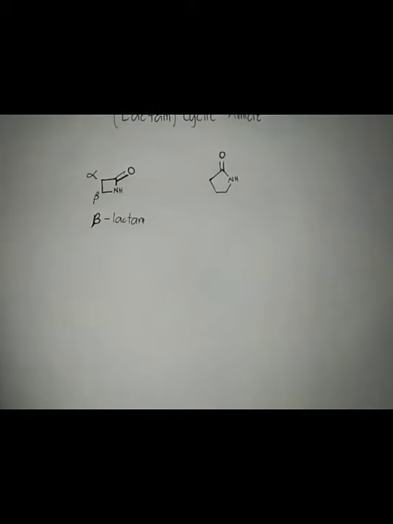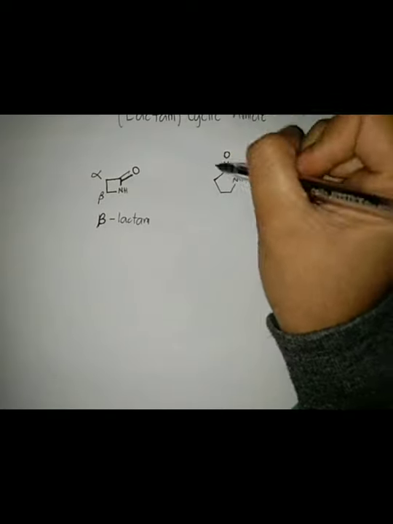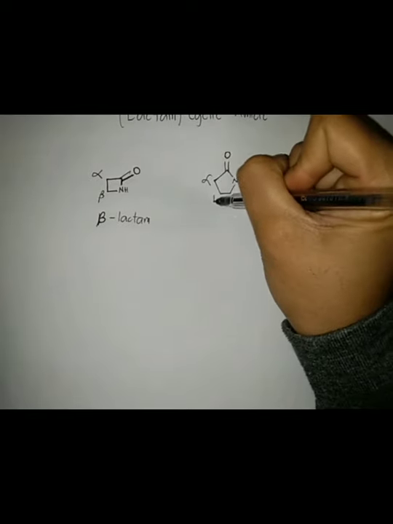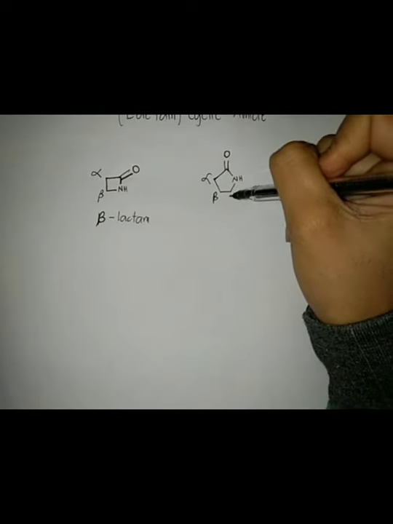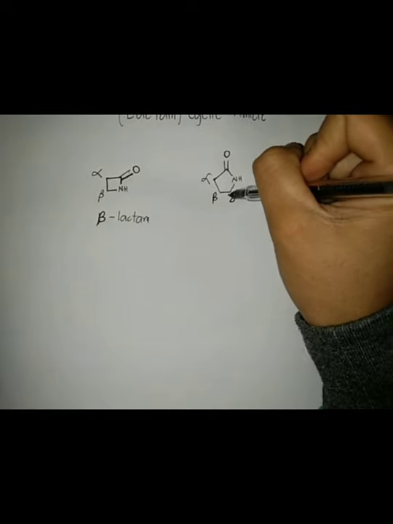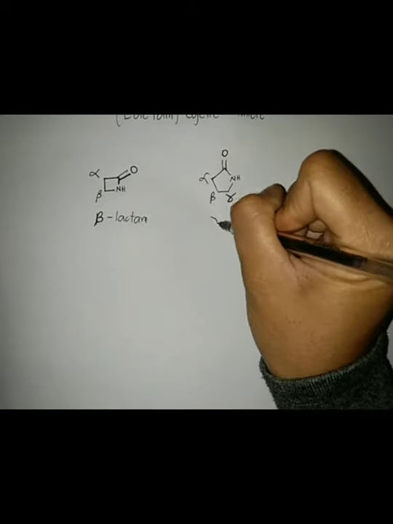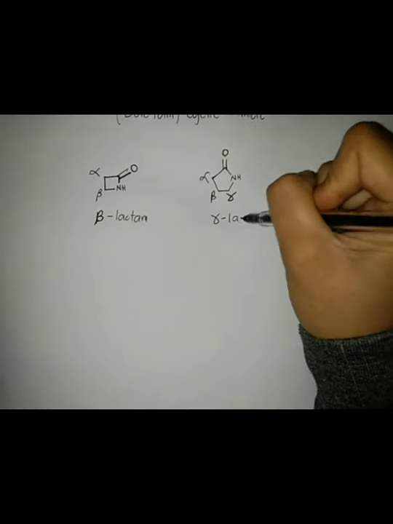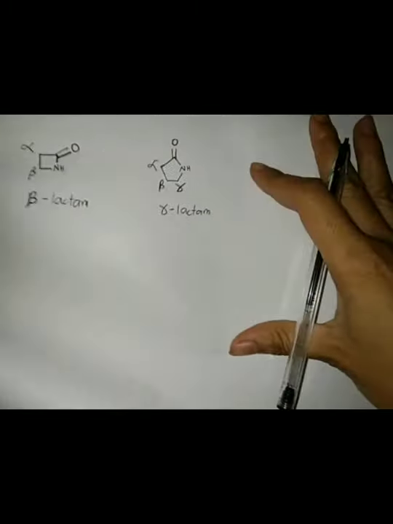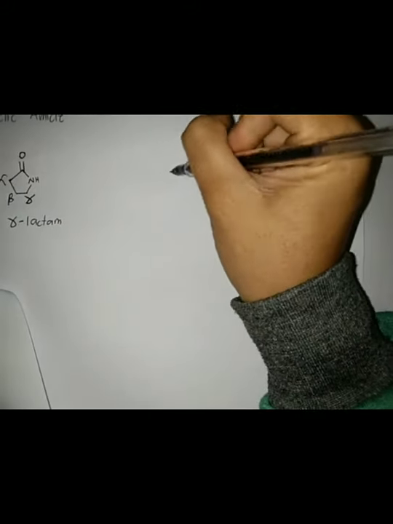As you can see, this structure is also cyclic. The first thing we will do is to name the first carbon, that is alpha. The second one is beta. The third one is gamma. So the name of this structure is gamma lactam. So we will proceed to our third example.